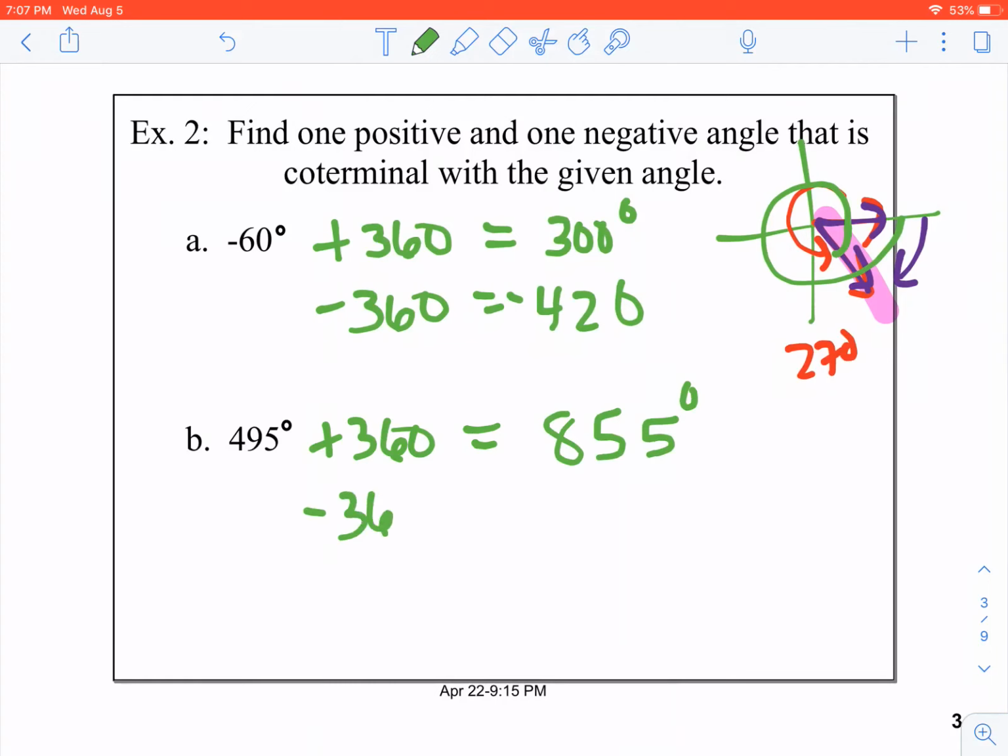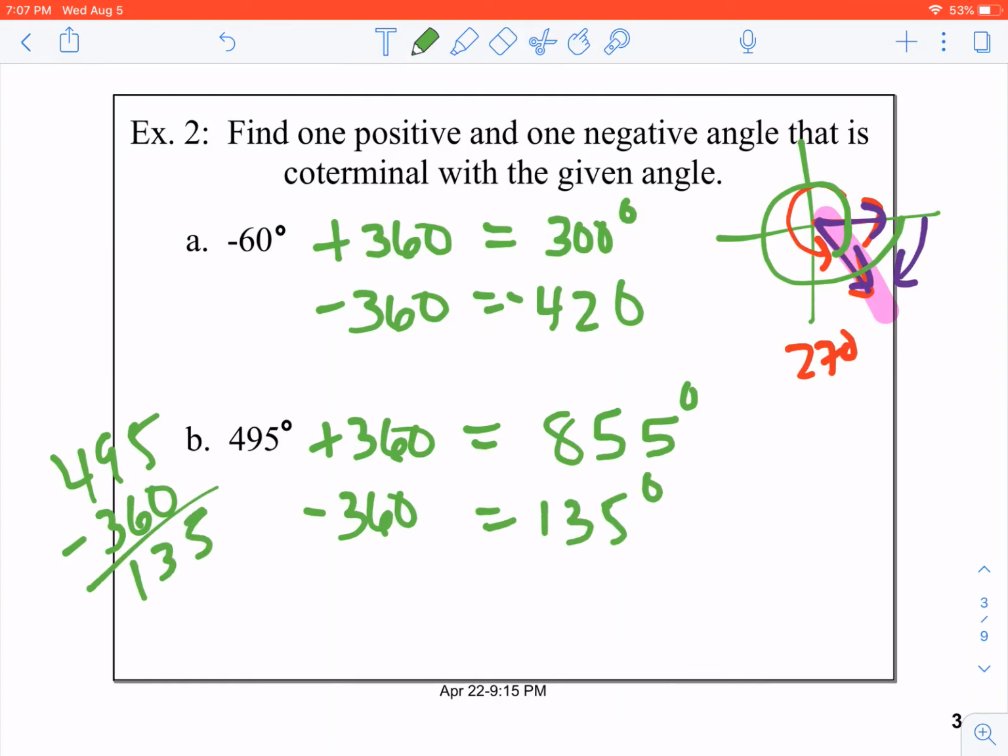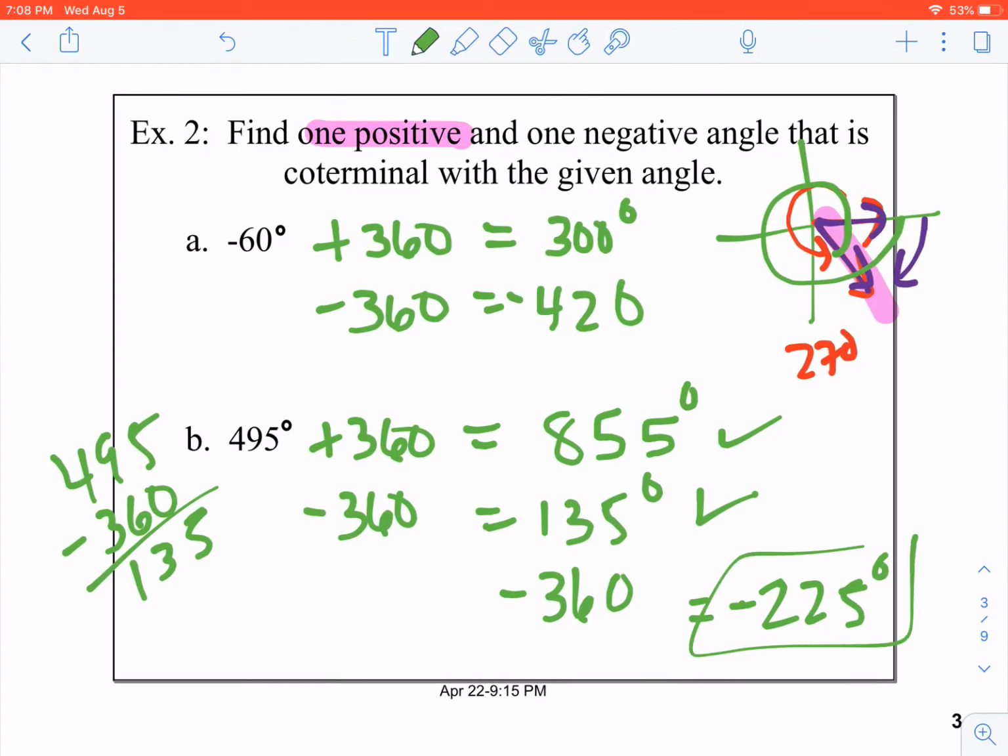But watch what happens when you subtract 360. When I subtract 360, what does that give me? 135 degrees. That is still positive. So this can be an answer for the one positive that they're asking. In order for me to get to a negative, I'm going to have to subtract yet another 360. And that is going to give me a negative 225 degrees. So my negative coterminal angle is negative 225.